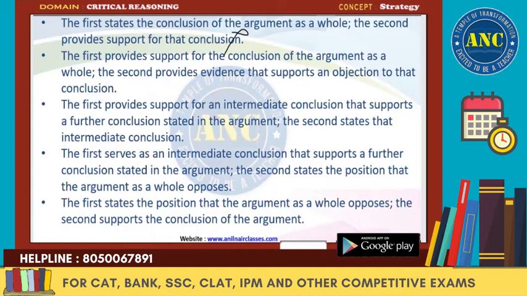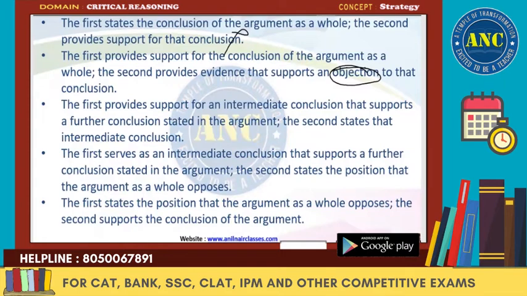The first provides support for the conclusion of the argument as a whole. The second provides evidence that supports an objection to that conclusion. Again, this one's wrong. Why? Because they're using the word objection and it makes the entire thing wrong. Option C. The first provides support for an intermediate conclusion that supports a further conclusion stated in the argument. The second states the intermediate conclusion. This is the correct one.